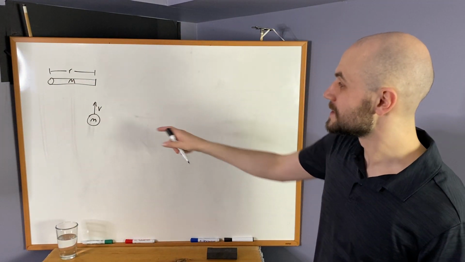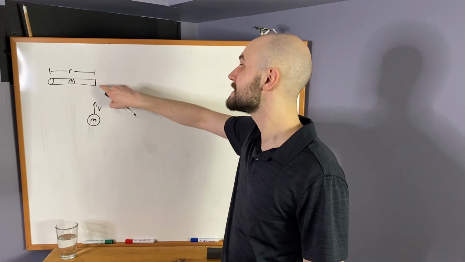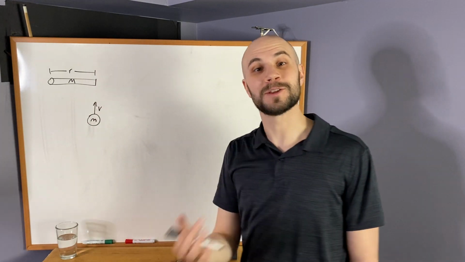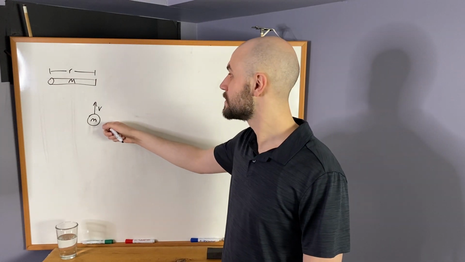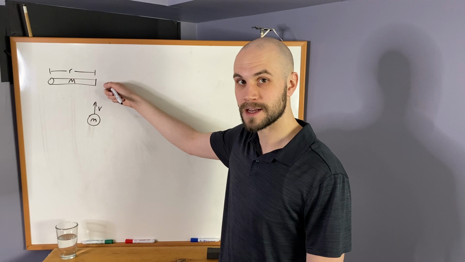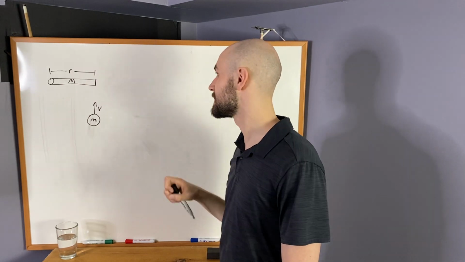So here's the situation. This object is coming in, this rod is initially stationary, and this mass is going to collide with the rod. We're going to look at 3 different cases of this collision. The first case we're going to look at is when the ball comes in, strikes the rod, the ball comes to rest, and then the rod starts rotating.